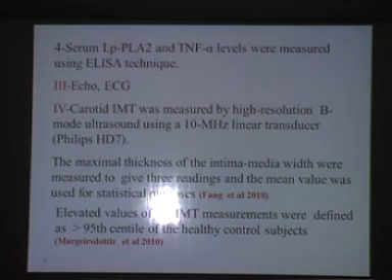Associated A2 and tumor necrosis factor alpha levels were estimated using another technique. We did echo and ECG for each participant. Carotid intima-media thickness was measured by high-resolution B-mode ultrasound. The maximum thickness of the intima-media was measured to get 3 readings, and the mean value was used for statistical purposes. We defined the indicative value of intima-media thickness as values above the 95th percentile of healthy control subjects.